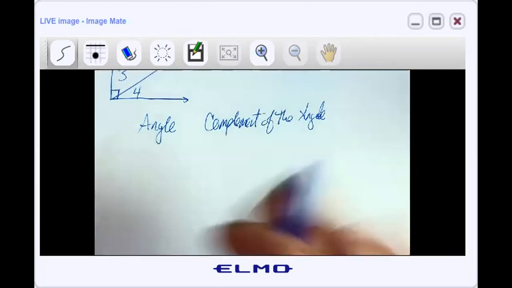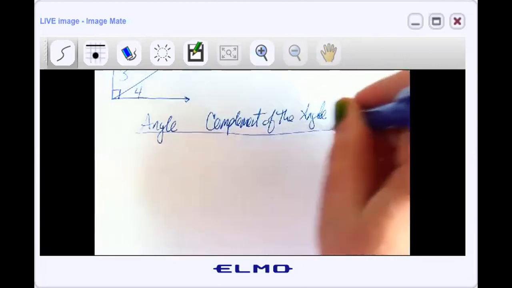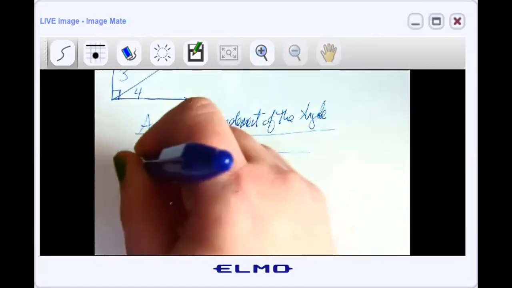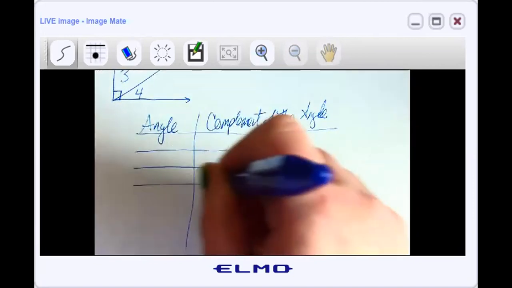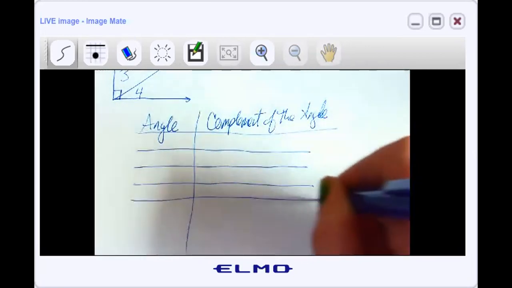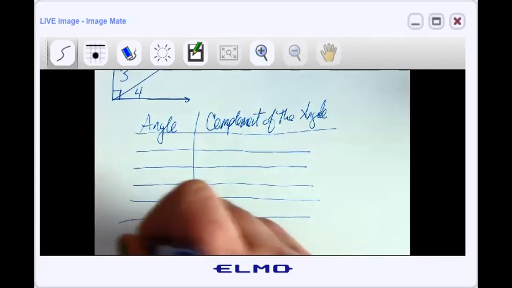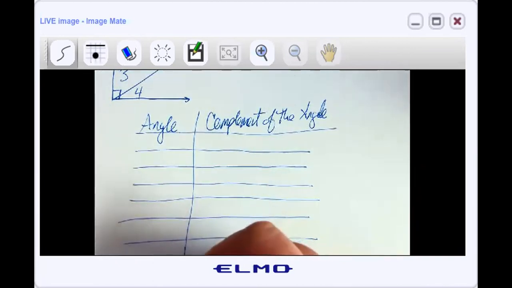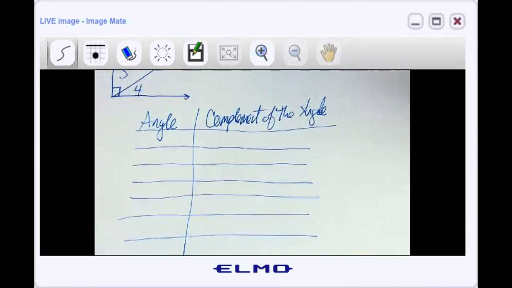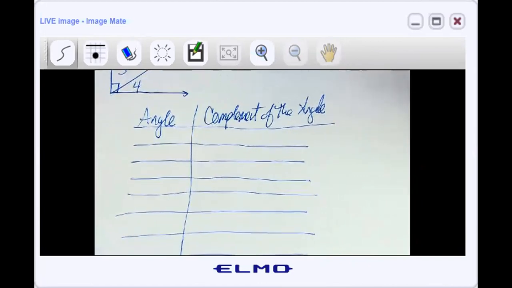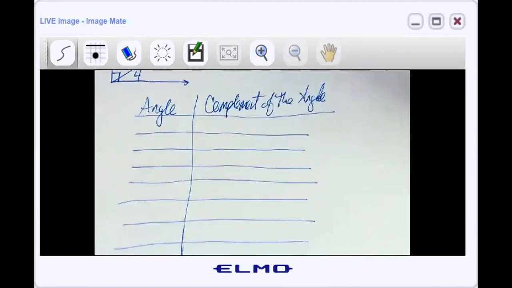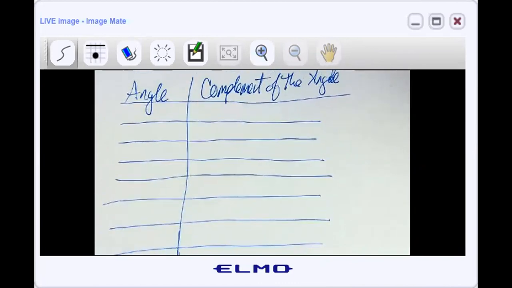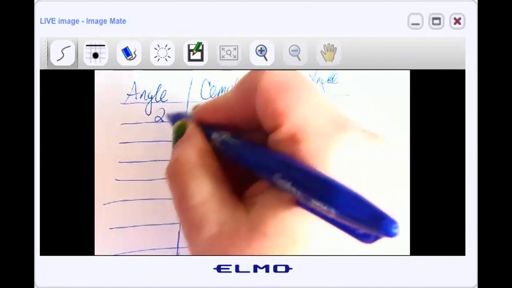All right, let me give myself a couple lines here. And I'll show you what I mean. That's probably enough. All right, so watch this. We'll do the first one together. Let's pretend that I had an angle and its measure was, I don't know, 20 degrees.